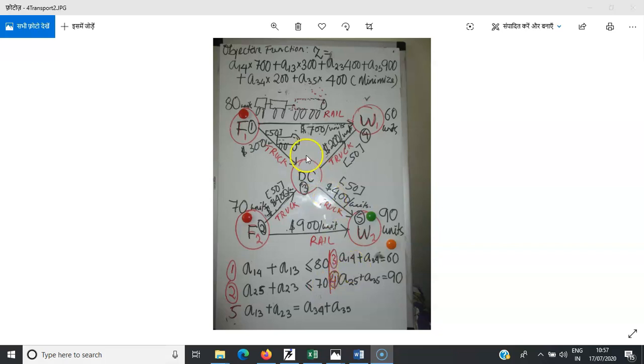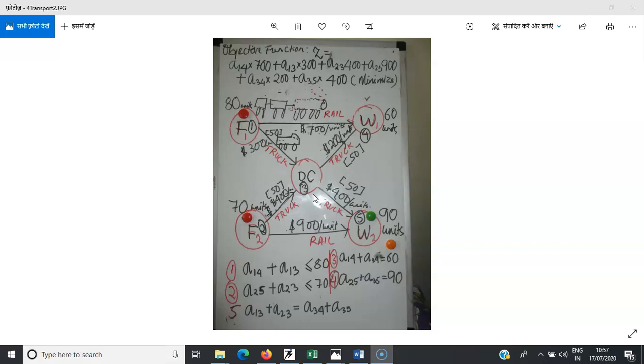Similarly, the material that is coming directly from the factory, A14, and from the distribution center, A34, combined should be 60 units as W1 needs 60. Similarly, A25, direct transportation from factory 2 to nodal point 5, and A35 should be at max 90, and it should be equal to 90. So the distribution center here cannot store any material.